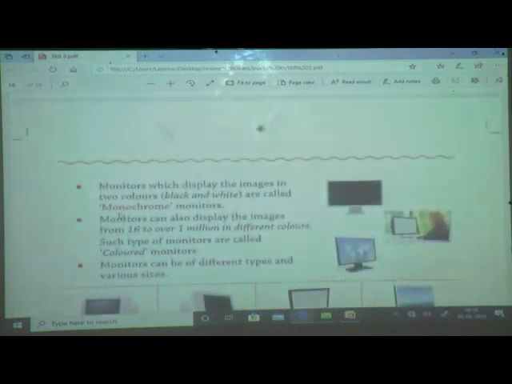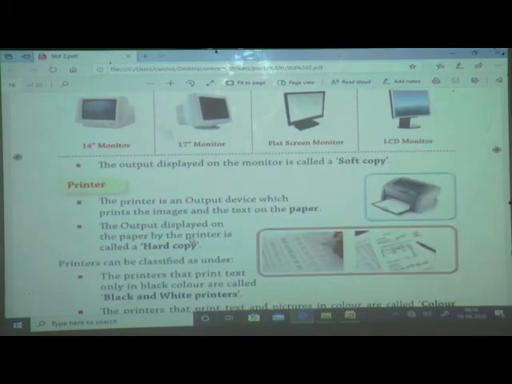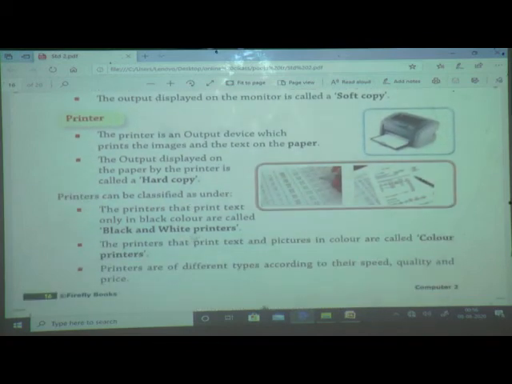Now, did you understand about the monitor? A monitor which displays only two colors is called a monochrome monitor. And if it displays images from 16 to over 1 million different colors, that type of monitor is called a colored monitor. And monitors can be of different types and various sizes also.